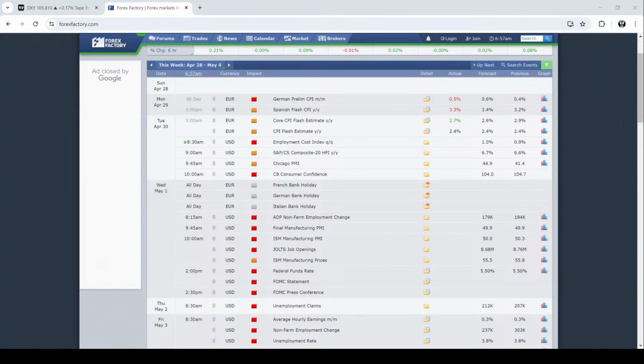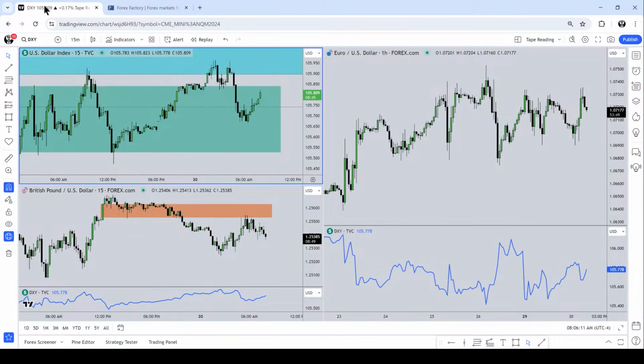So we're going to take a look at the TradingView. All right, and don't gasp. That's not an indicator. That's the dollar index overlay. But give me a second here. Let me get the screen maximized.